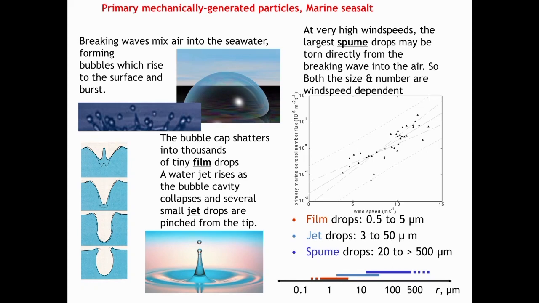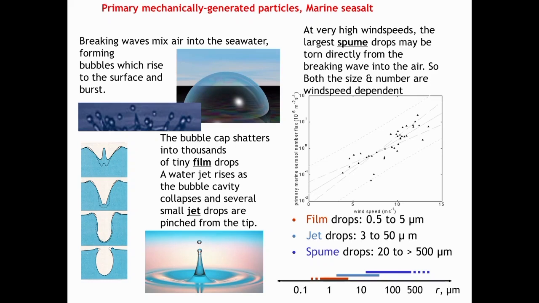White caps is, if you see from space the surface of the ocean, you can see that when it's very, very windy, the sea looks white rather than just blue. So that's because of the bubbles. The bubbles give rise to the white capping. Those bubbles can then burst, and if you see the figure on the top left, when the cap of the bubble bursts, the bubble itself turns into many, many millions of very tiny particles.